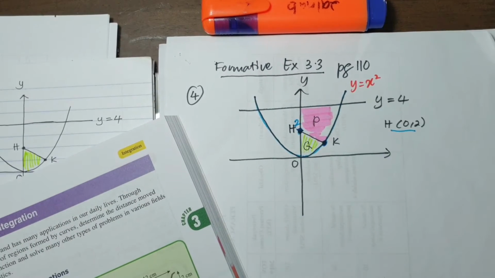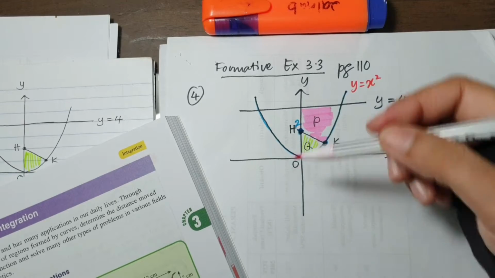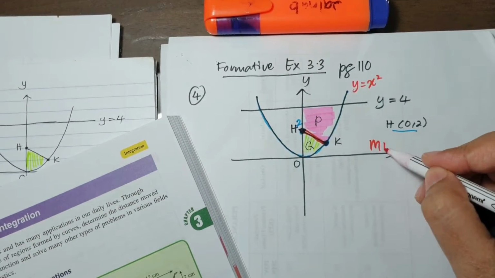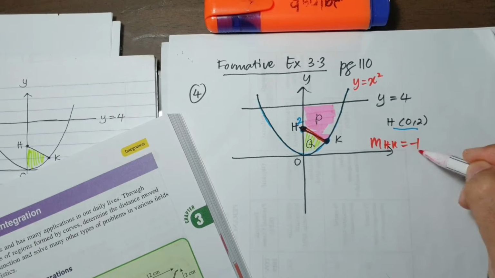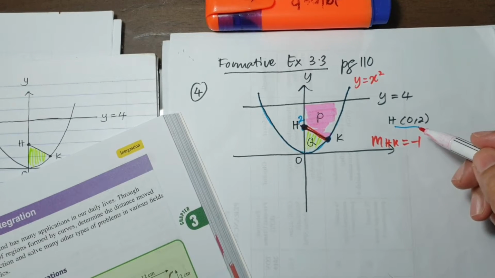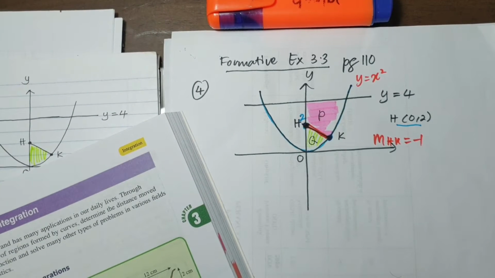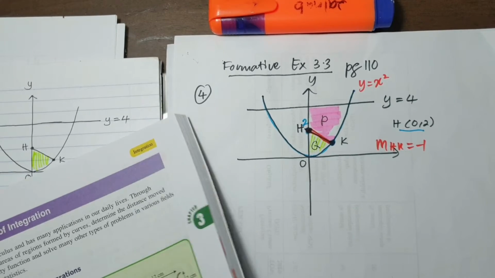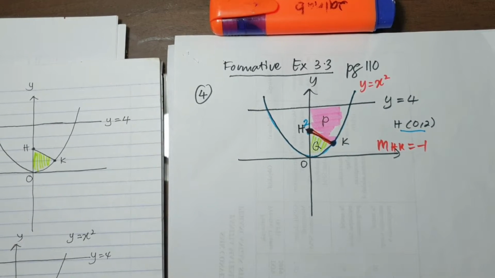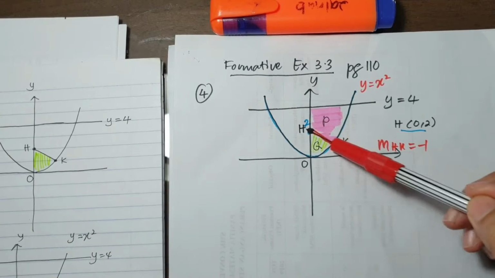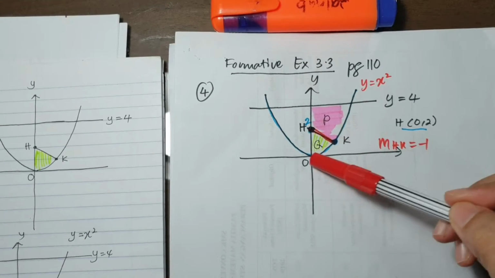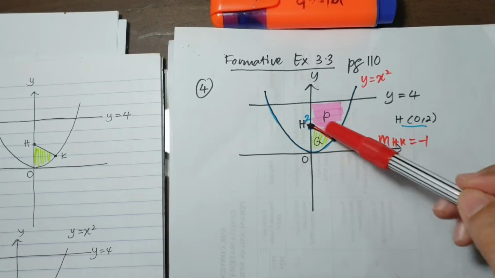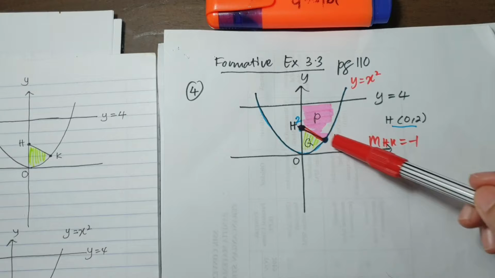So it means that this line, the gradient of this line HK, is -1. The first question asks you to find the coordinates of K. You can see K is the point of intersection between the curve and this straight line. So let's solve these two equations, the equation of the curve and the equation of this straight line. First, write the equation of HK.